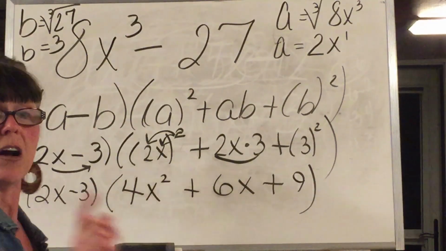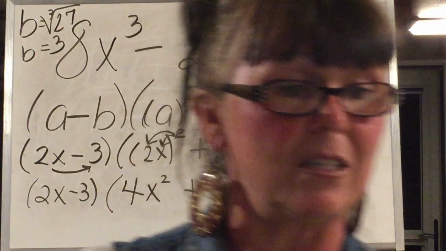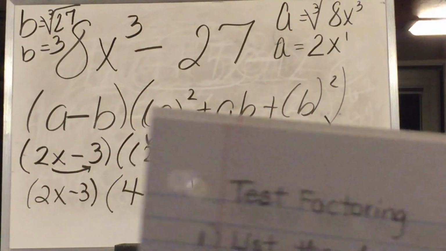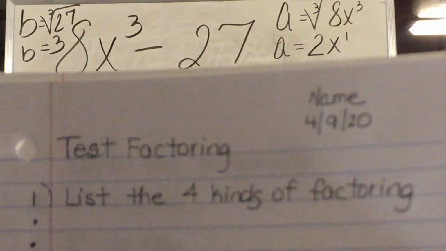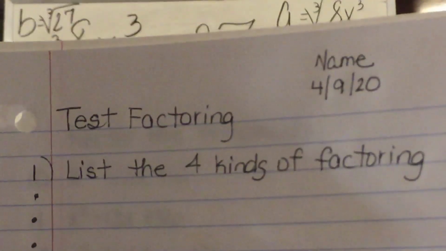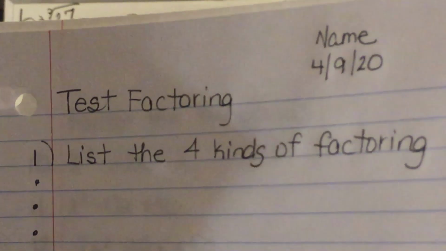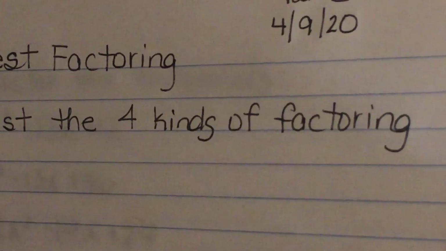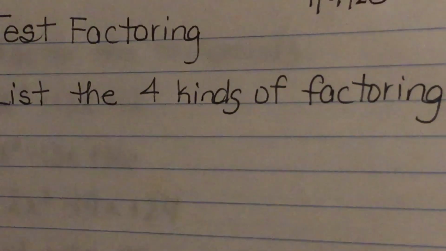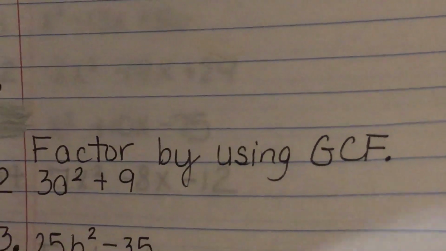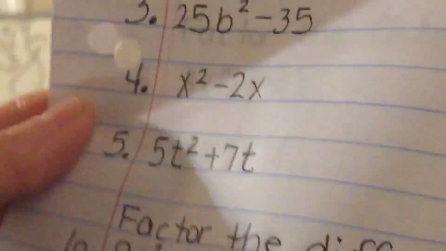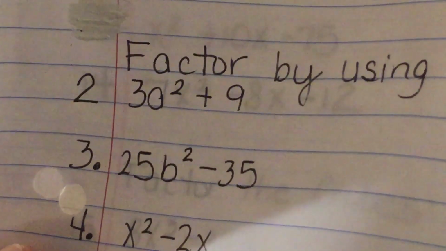All right, now I've got you a test made out. So I'm going to put that right here. Okay, test over factoring. You should be doing this on the 9th. First question, list the 4 different kinds of factoring. That's the very first thing I discussed in my video today. And then there's a section and it says factor using a GCF.